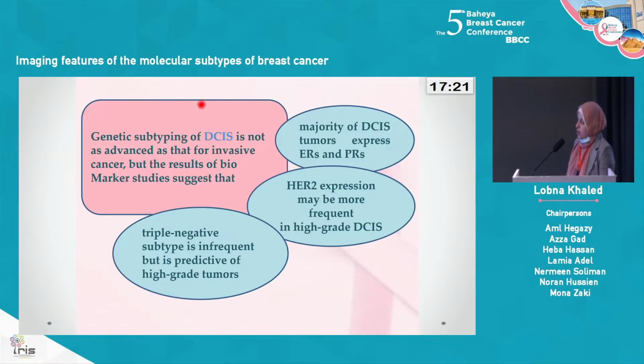Genetic subtyping of DCIS is not as advanced as that for invasive cancer, but the results of biomarker studies suggest that the majority of DCIS tumors express estrogen and progesterone receptors. HER2 expression may be more frequent in high-grade DCIS. Triple negative subtype is infrequent, but if present, is predictive of high-grade tumors.